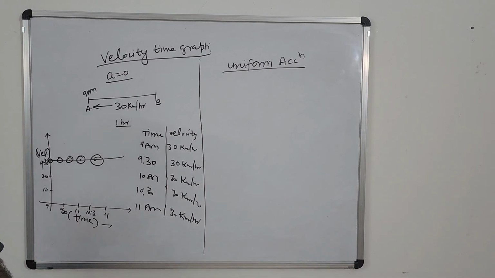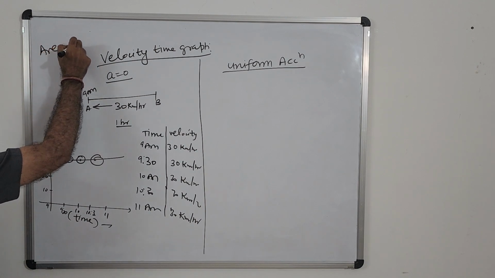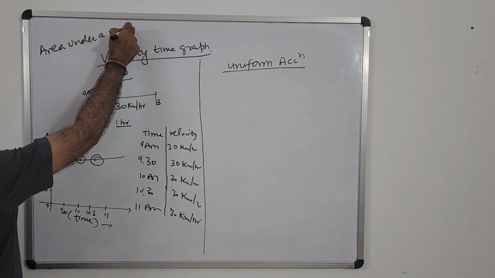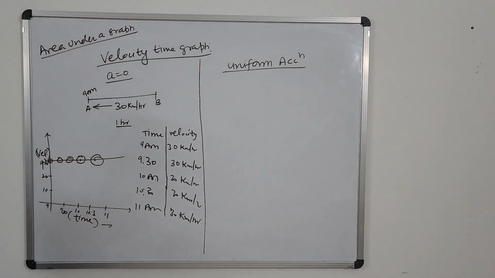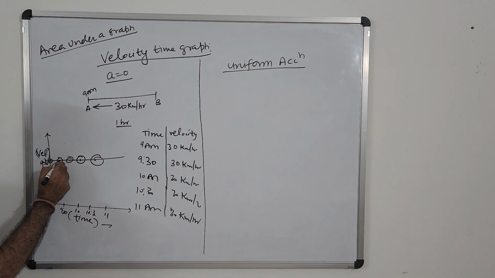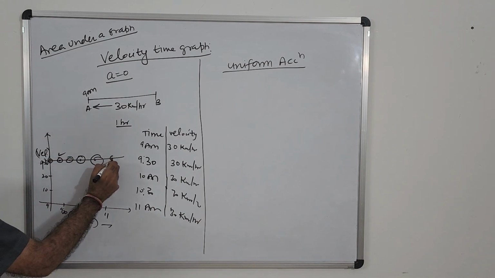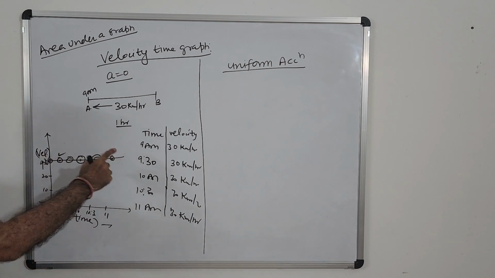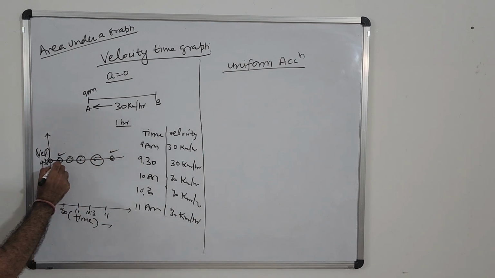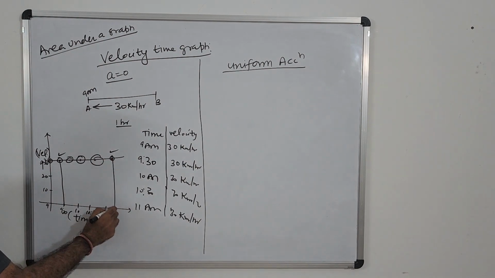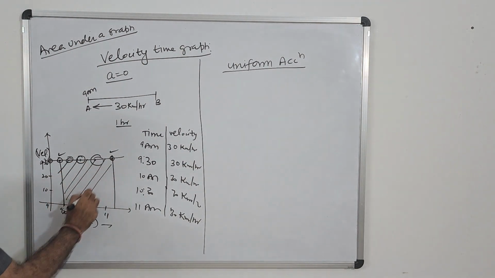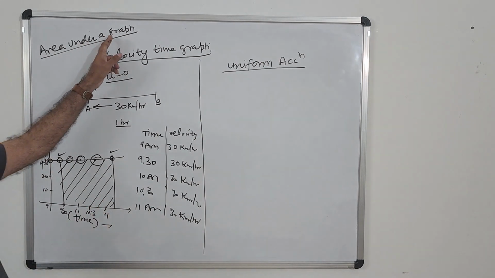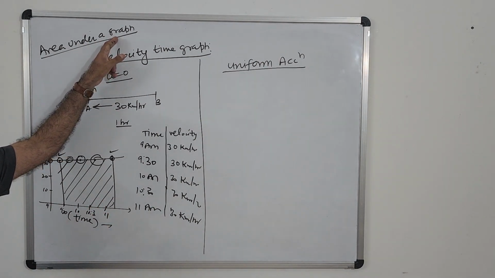Now I am going to tell you something very important, which is area under a graph. Can you find the area under the graph? Yes, very easy. Take any 2 points, say this one and this one, some new point, no problem. But it should be on the line. Draw perpendicular on the x-axis only. This area is called area under the graph, right?